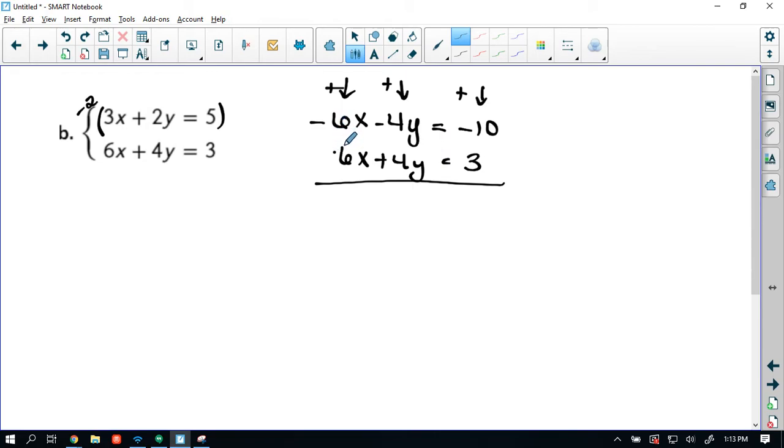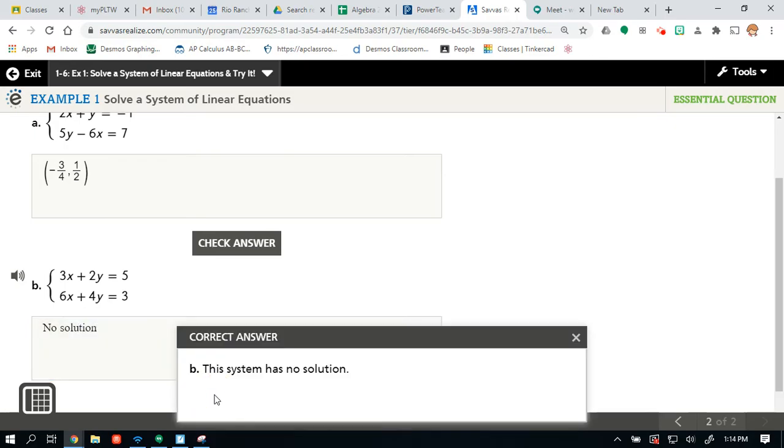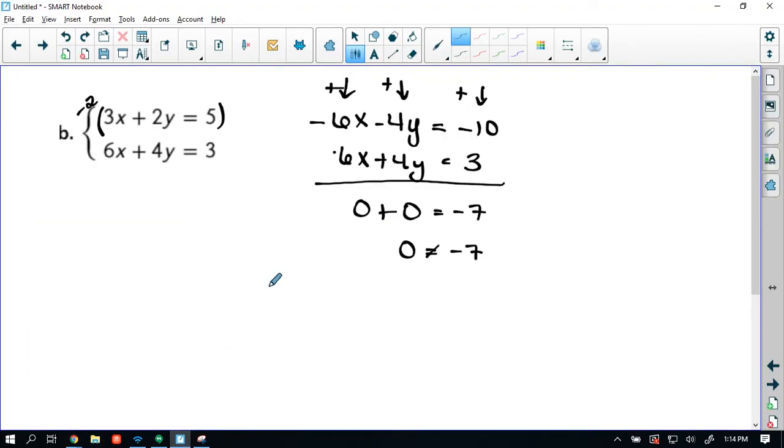And oddly here, I get 0 plus 0 equals negative 7. And 0 cannot equal negative 7. And so this one, I'm going to assume, is going to be a no solution. And the system has no solution. I know I went through that really fast, so let me go through that again.